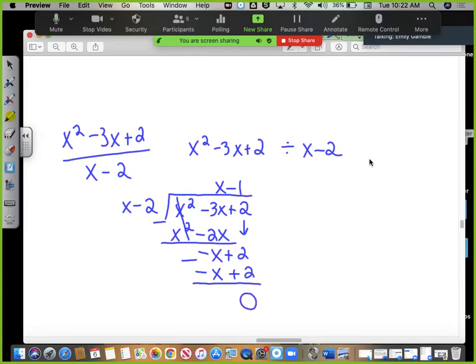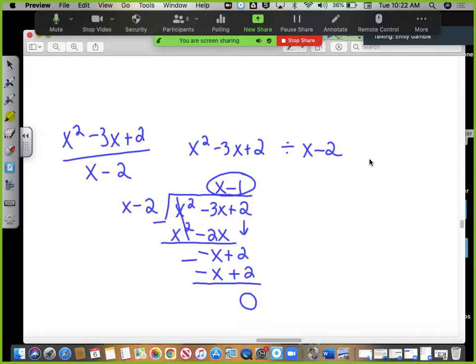The answer is just going to end up being whatever's left up at the top. The answer to this is x minus 1, and if you remember from the beginning when we first did the problem, we got the answer as x minus 1 because we factored it, canceled things out, and that's what we were left with.